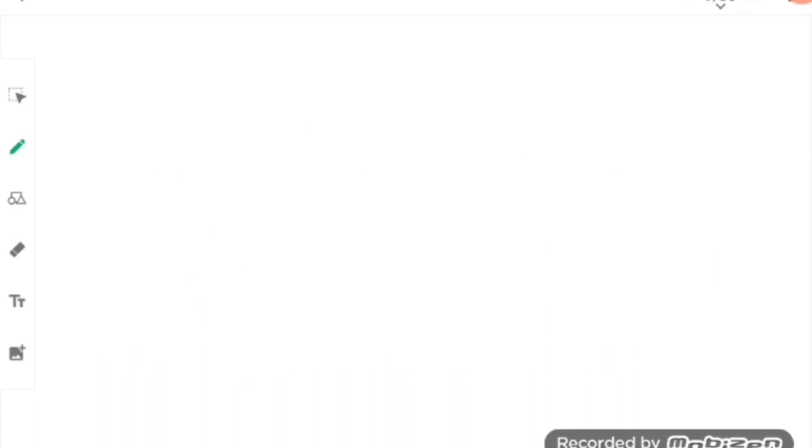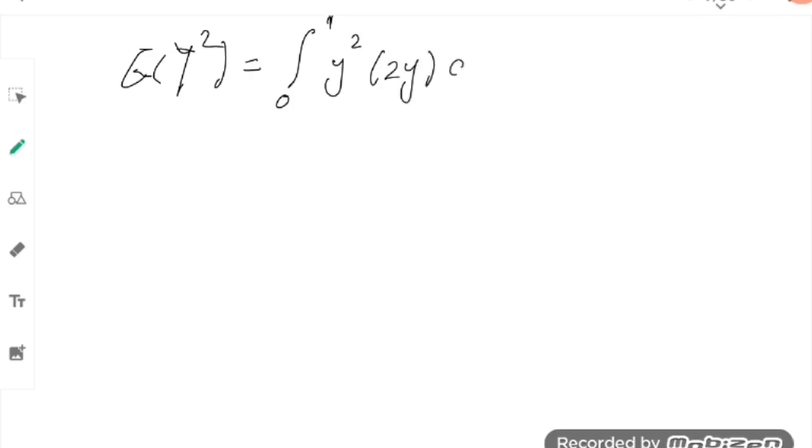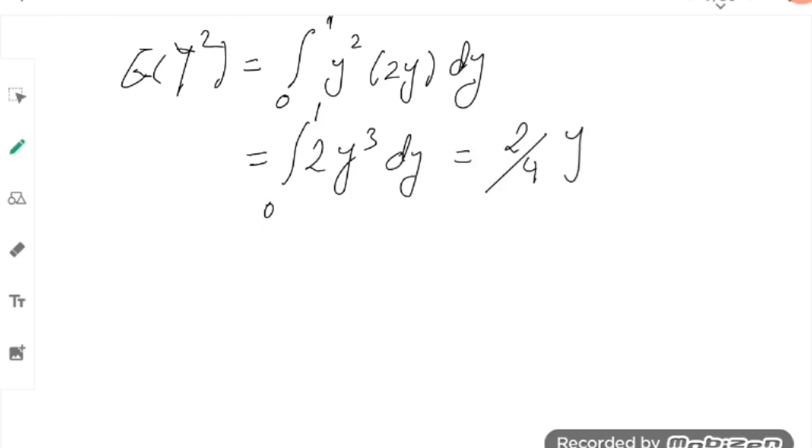Then we have the expected value of y to the power 2, equal to the integration from 0 to 1 of y to the power 2 times 2y. This is the value of the PDF. This will be 2y to the power 3, integral from 0 to 1 dy. This will be 2 divided by 4 y to the power 4, and then we'll substitute from 0 to 1. This will be 2/4 times 1 minus 0. So this is the expected value of y to the power 2.